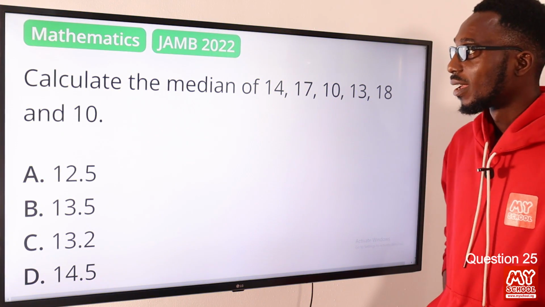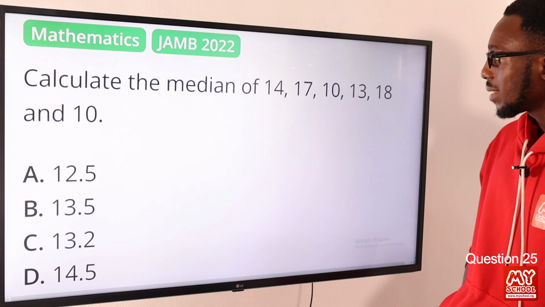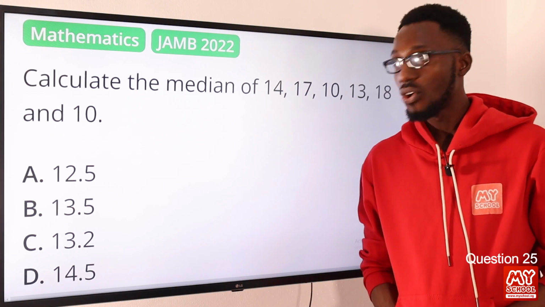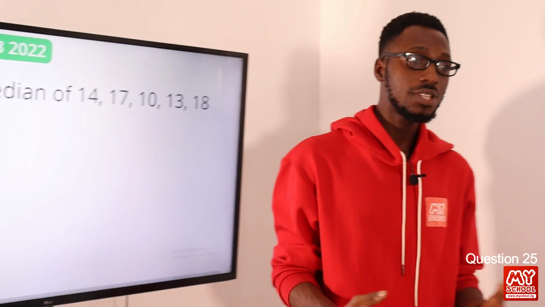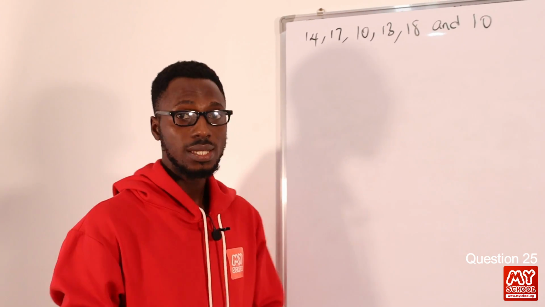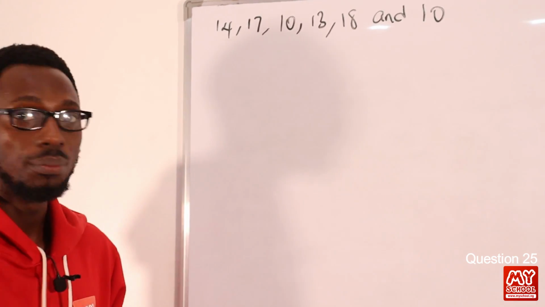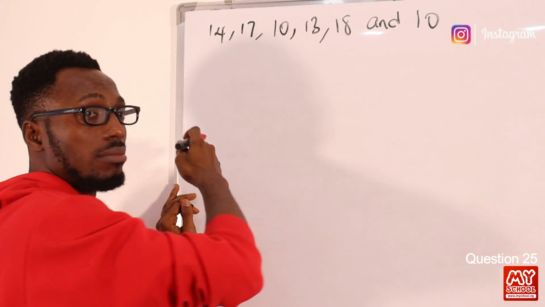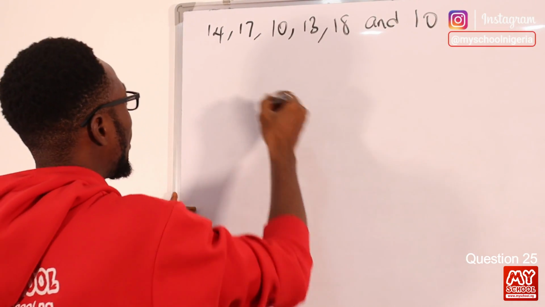25. Calculate the median of 14, 17, 10, 13, 18, and 10. Okay, so how do we do that? Very easy. The first thing we need to do is to rearrange the given data, then we can sort out the median from there. So basically, I rearrange in ascending order, from the lowest to the highest.